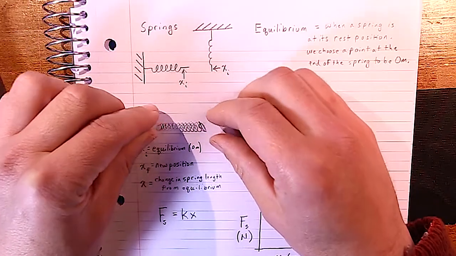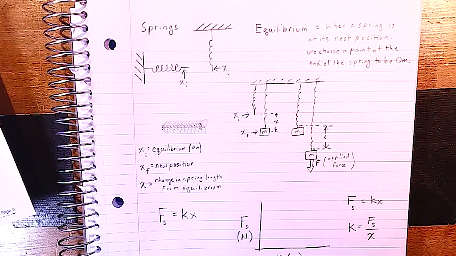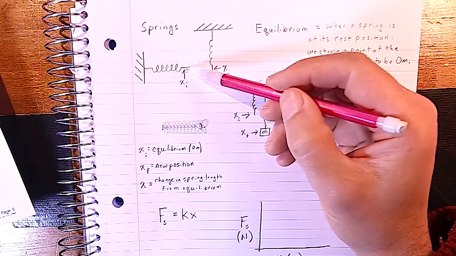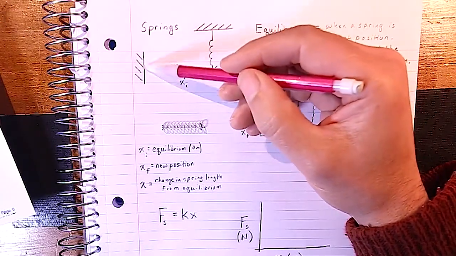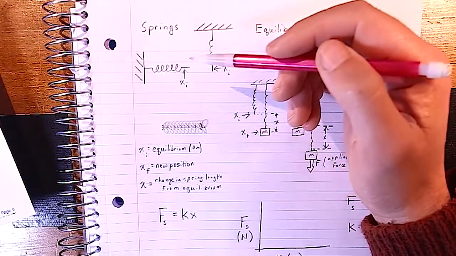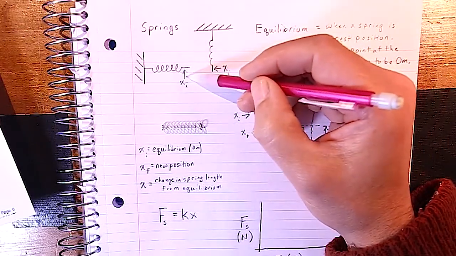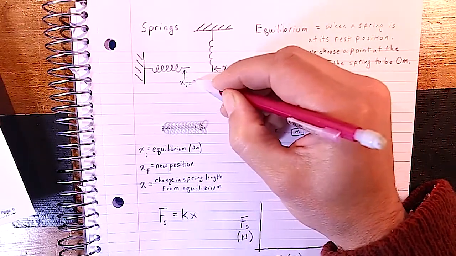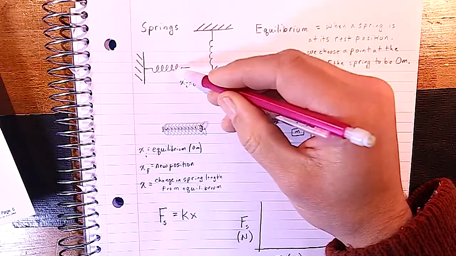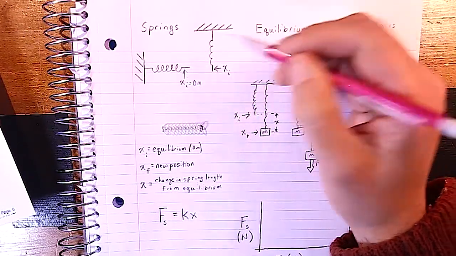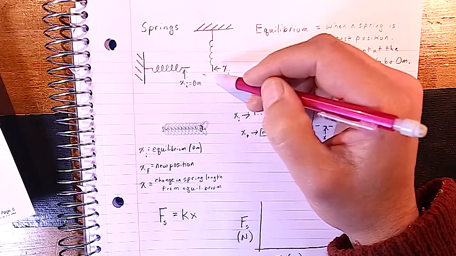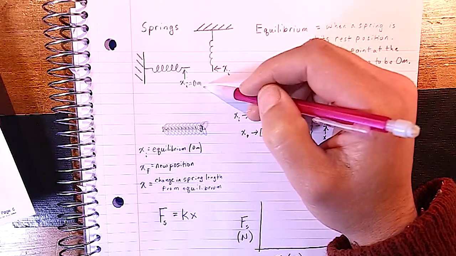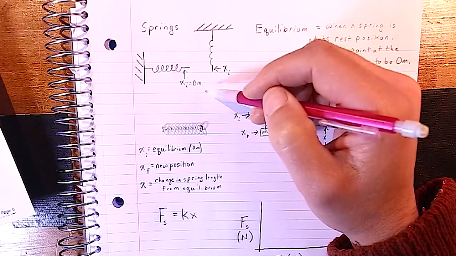But it's important that we're doing the change in length. So we have to pick an initial position. For example, here's an unstretched spring. This drawing right here represents a wall or something fixed that the spring is attached to. So this is our initial position that we would call 0 meters. And as we stretch that spring out, it would go to a new position, which would be our x final. And it's that change in position that is x, the change in spring length from equilibrium.